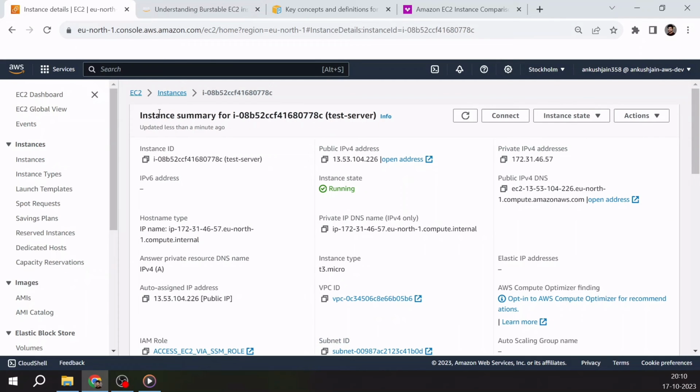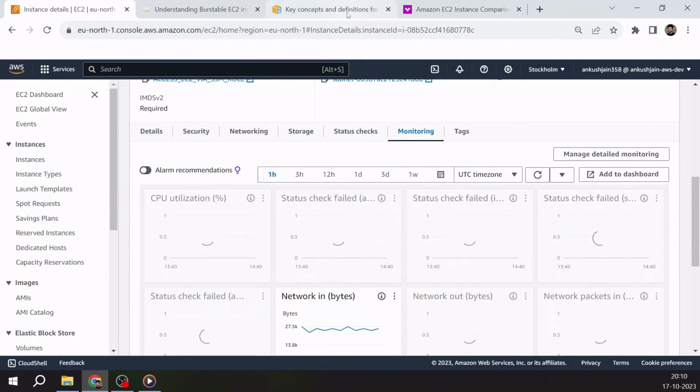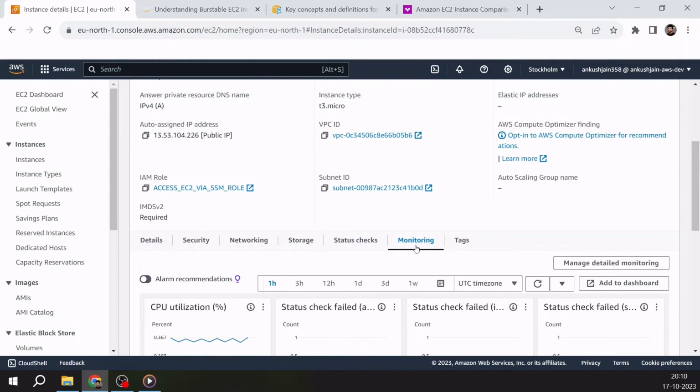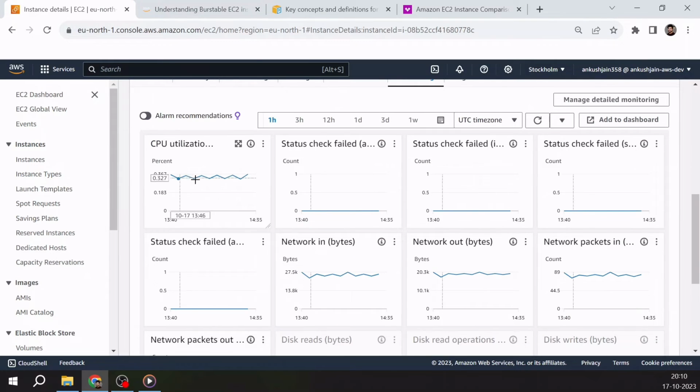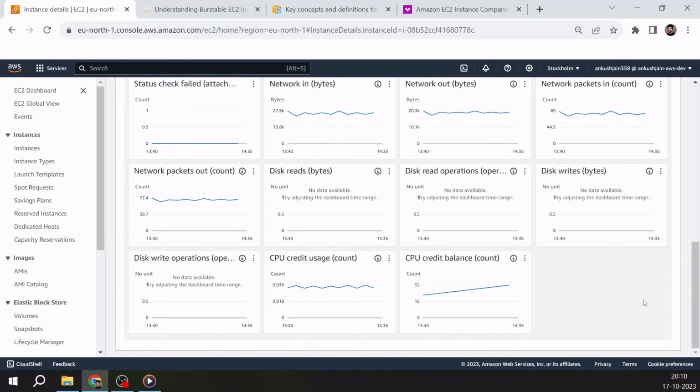Okay, so this is an EC2 instance that I have already created, and it has been around 2.5 hours since I created it. If you see the monitoring tab, we have already entered the demo part. We can see the CPU utilization, the CPU credit balance, and the credit usage. So we can see all these metrics here.